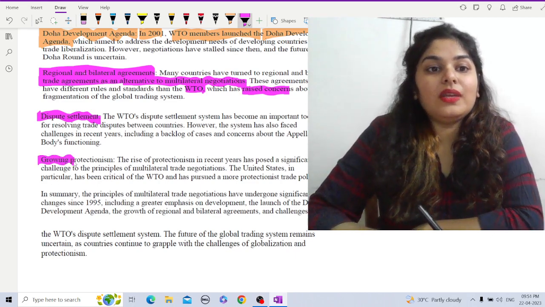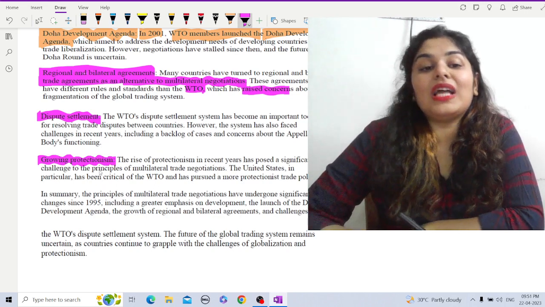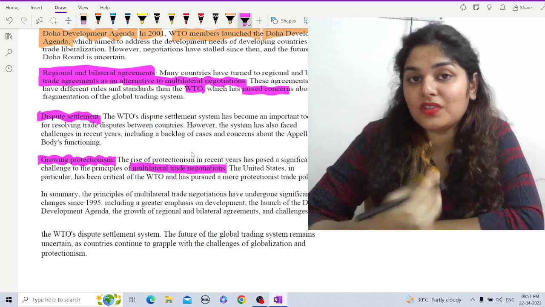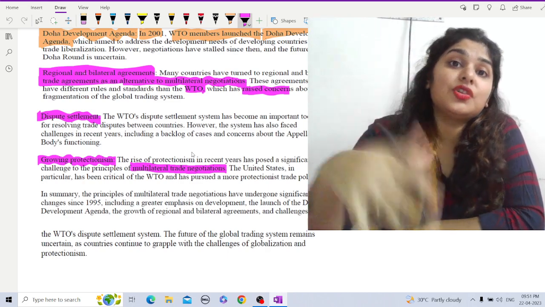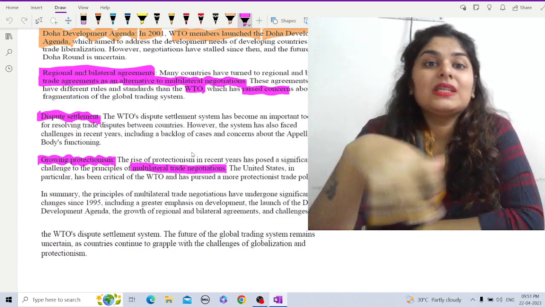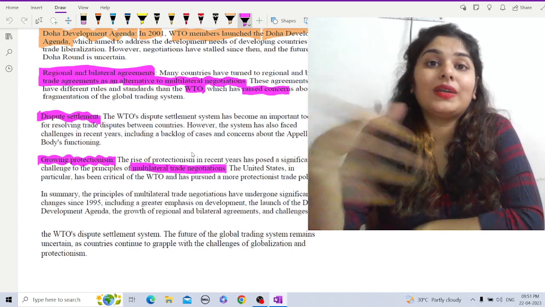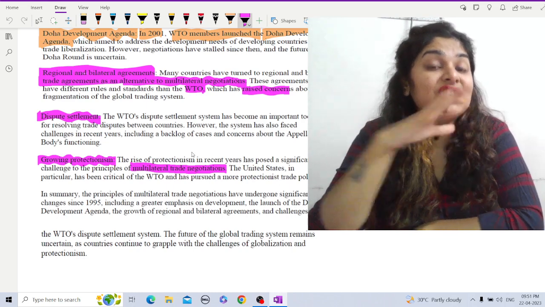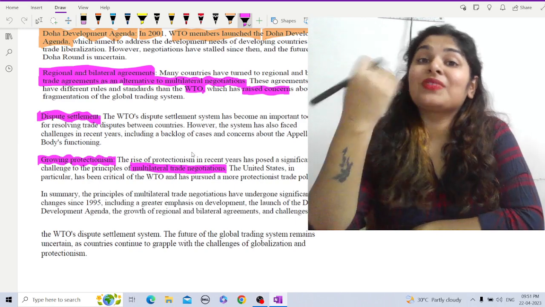Next one is growing protectionism. Obviously, the rise of protectionism is a significant challenge to the principle of multilateral trade negotiation. Why? Because obviously one of the objectives of trade negotiation here, the WTO, is trade liberalization, globalization. That means reducing restrictions and trade barriers. But if protectionism is increasing, that means more tariffs, import quotas, these types of strategies will be taken by nations to protect their domestic market, which is against multilateral trade negotiations. So this again raised a concern, right?